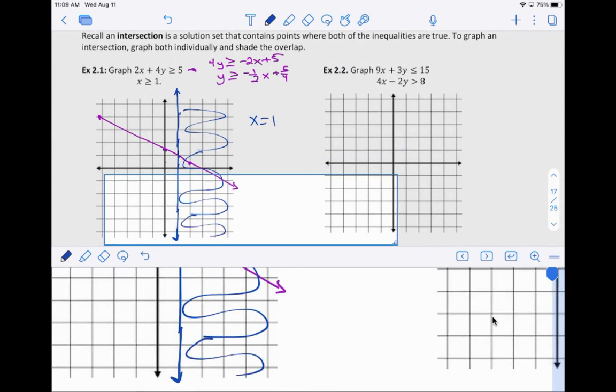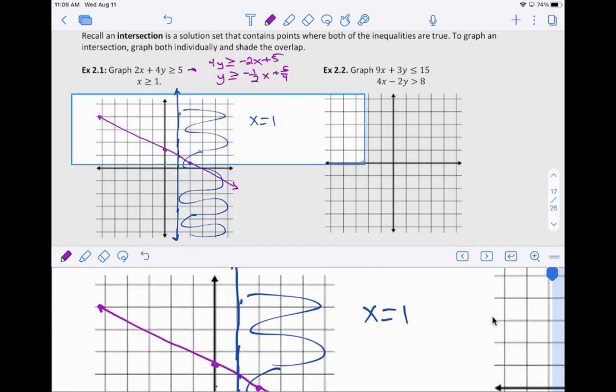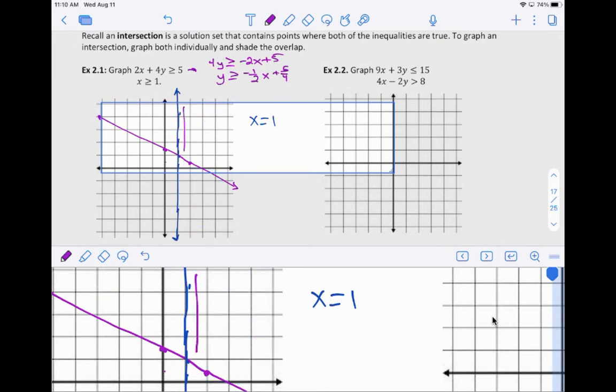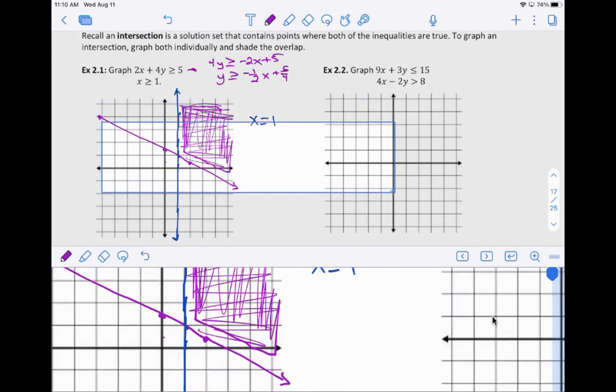I'm trying a big old sushi. And then the greater than section of the purple one would be everything above. The only thing we actually want to shade, though, is this zone here that is both of them. So rather than getting really ugly really fast, I'm just going to shade that intersection trapezoid thing. Just this top corner.